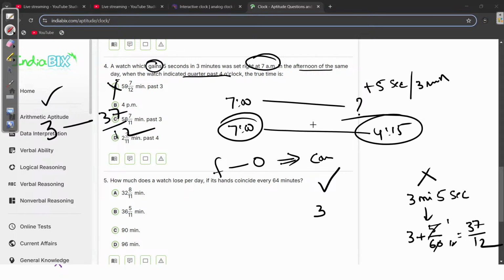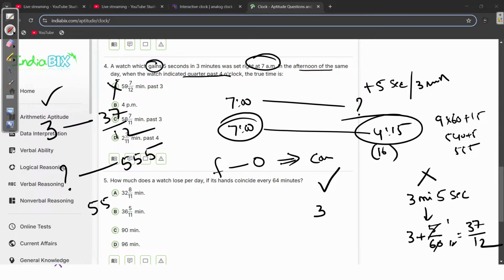From 7 o'clock to 4:15, how many minutes are there? Simple thing. Take 4 as 16. So it is 9 hours 15 minutes, which means 540 plus 15, 555 minutes. So if you have 555 minutes in the wrong clock, how many minutes will there be in the original clock? Do the cross multiplication.